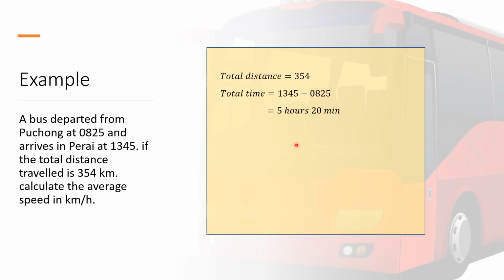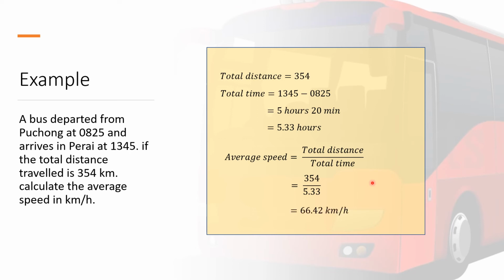To calculate the average speed, we need to convert the time. Since we need kilometer per hour, we need to convert the time into hours only. So we will get 5.33 hours. Then we can calculate the average speed, which is total distance over total time. We will get 354 divided by 5.33 hours. So the answer should be 66.42 kilometer per hour.